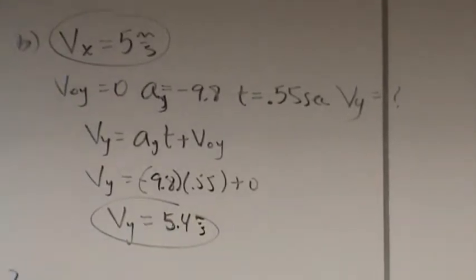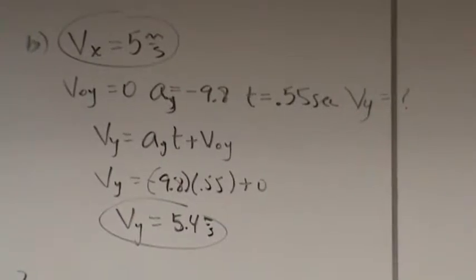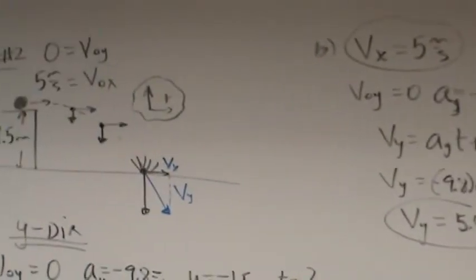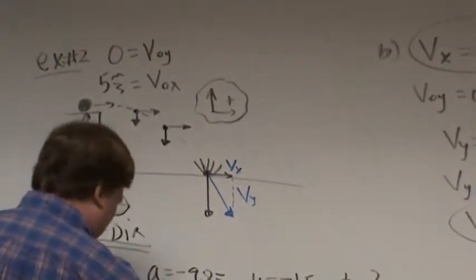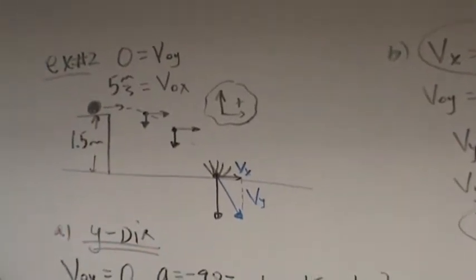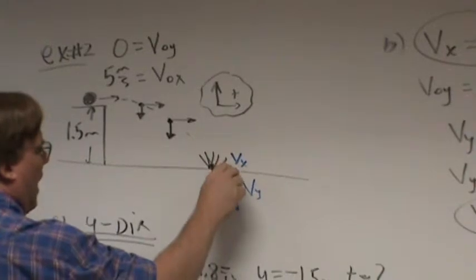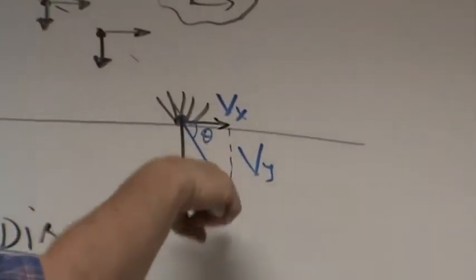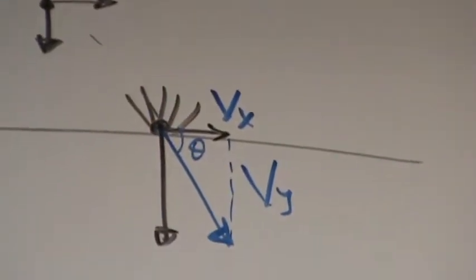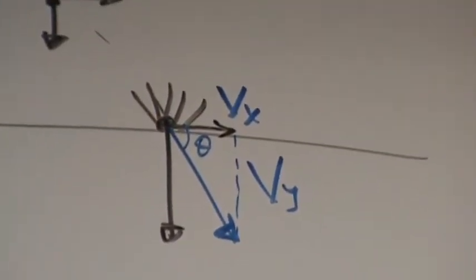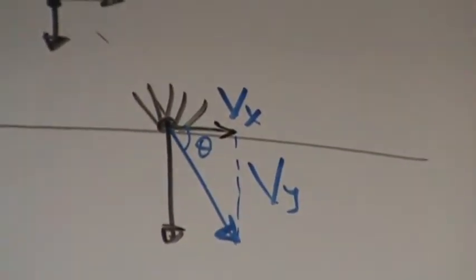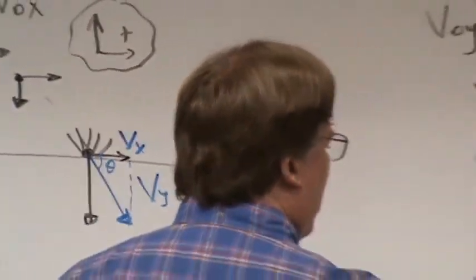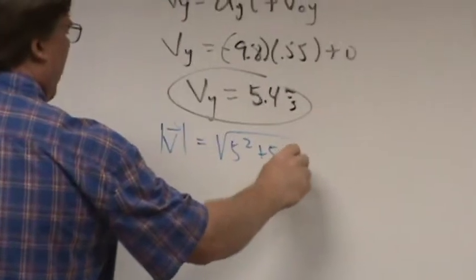Alrighty, cool. So now I know my x and y components of velocity. Now I'm going to have to do Pythagorean theorem and inverse tangent. And like I said earlier when I was going over homeworks, because we tend to measure our angles relative to the horizontal, when we do inverse tangent, we tend to use the y component over the x component. So let's go for it. The magnitude of v is going to be the square root of 5 squared plus 5.4 squared.